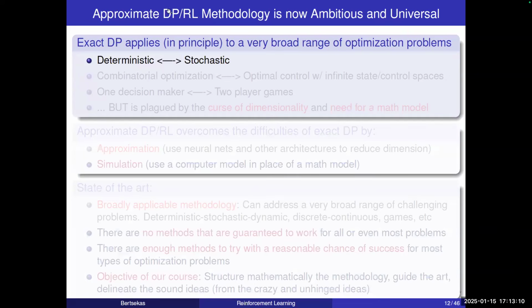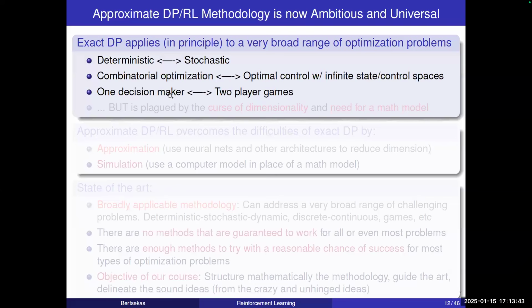Okay, so where are we now? The approximate dynamic programming and reinforcement learning methodology is ambitious and universal. What do we mean by this? Well, let's go back to the roots of the field, which is dynamic programming. One characteristic of dynamic programming is that it applies in principle to a very, very broad range of optimization problems: deterministic problems as well as stochastic problems, combinatorial optimization, discrete problems, and optimal control with infinite state and control spaces. One decision maker or two-player games.